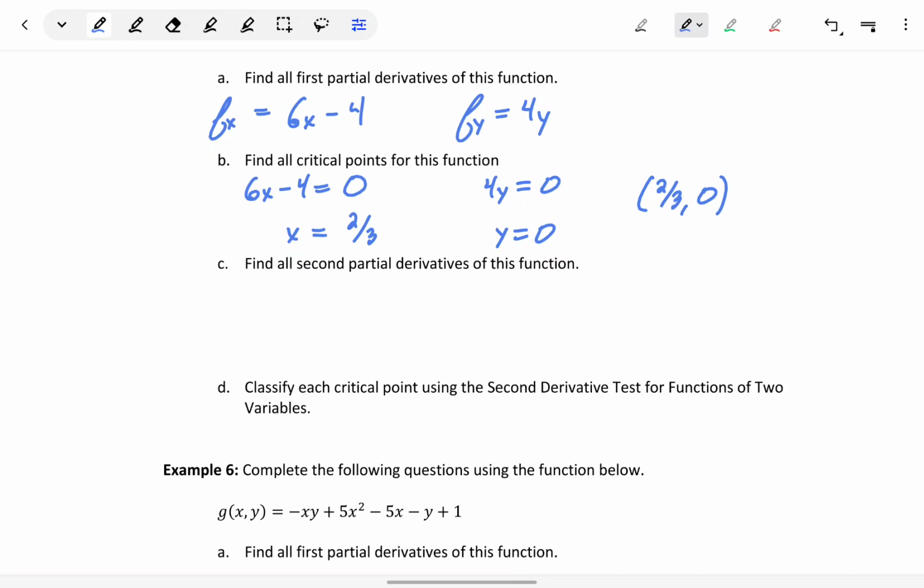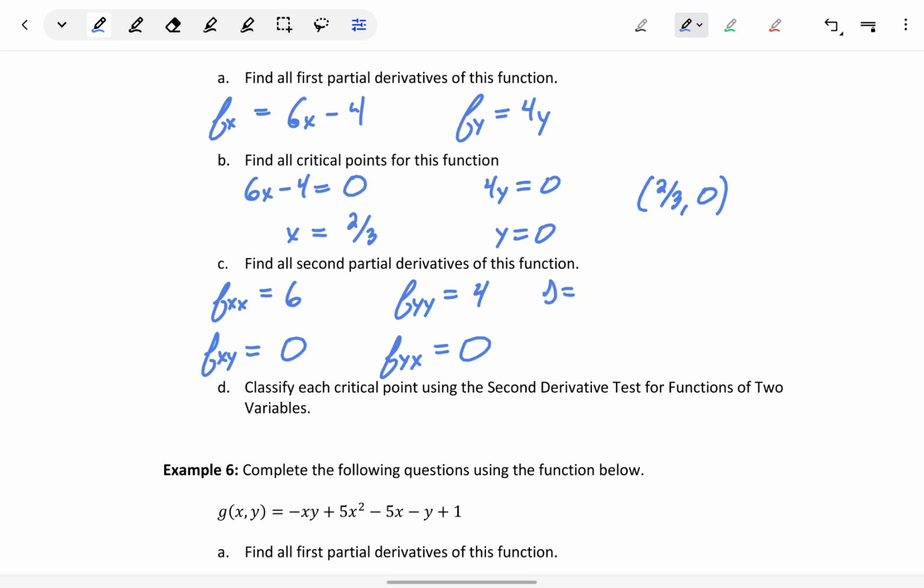Next, we need to find all of the second partial derivatives, meaning we need to find f sub xx, which will be 6, and f sub xy, which will be the derivative of 6x minus 4 with respect to y, so we'll get 0. We need f sub yy, which will be 4, and f sub yx, which will be the derivative of 4y with respect to x, and so we get 0.